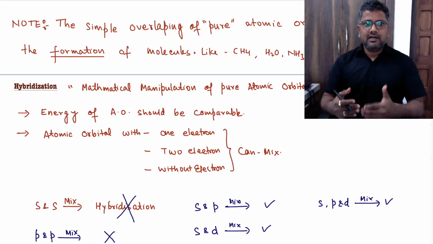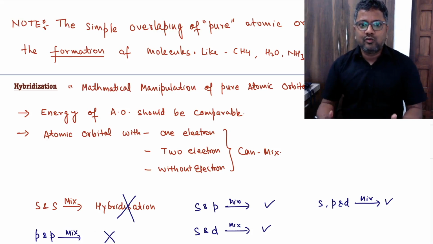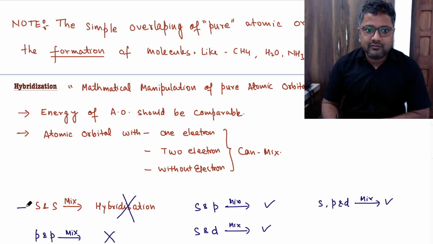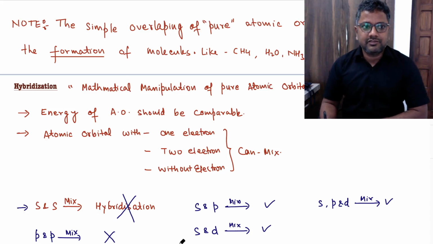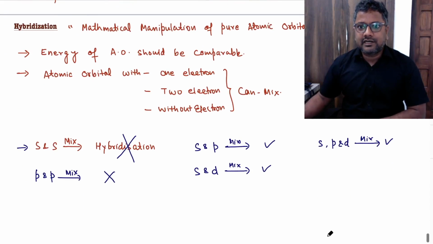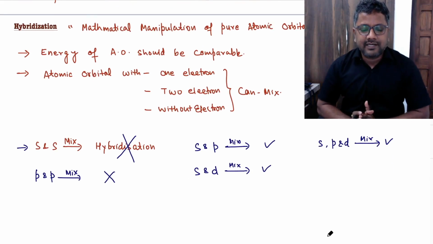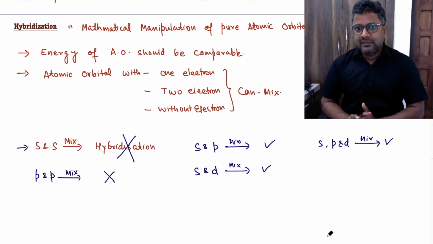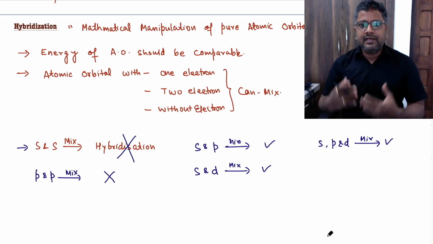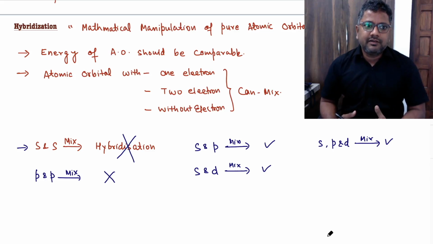So mixing of two or more different character orbitals, this you can also consider as a requirement. Okay, so this is the background of this hybridization. Now see, I have developed my own way of explaining this hybridization.